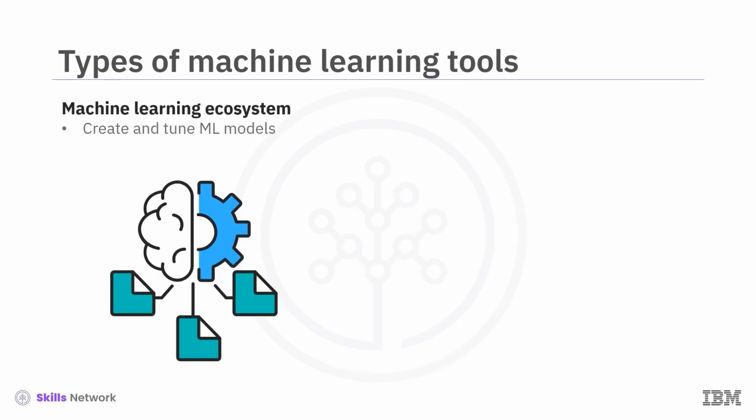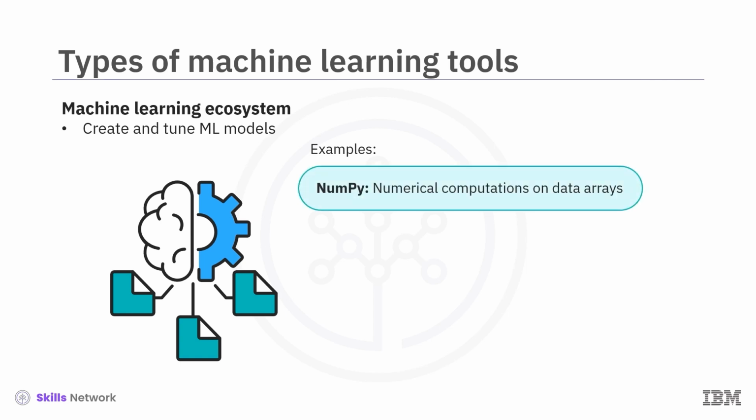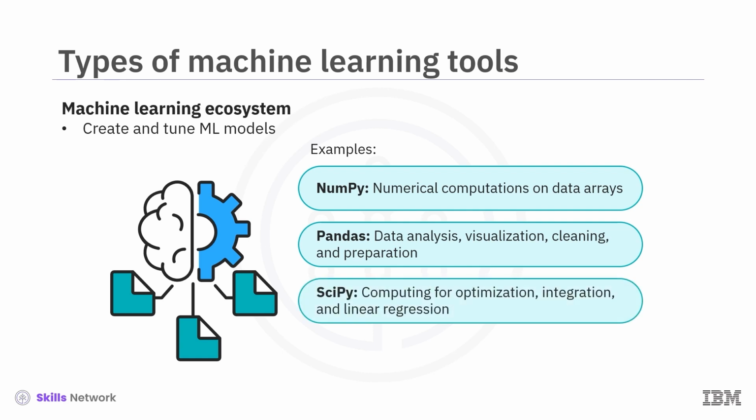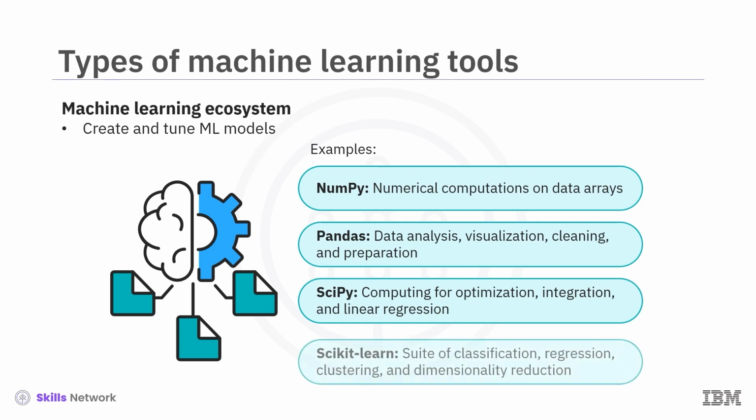Machine learning tools are used to create and tune your machine learning models. Several open-source Python libraries form a widely used ecosystem for machine learning. NumPy provides foundational machine learning support with efficient numerical computations on large, multidimensional data arrays. Pandas is used for data analysis, visualization, cleaning, and preparing data for machine learning. SciPy, built on NumPy, is used for scientific computing and has modules for optimization, integration, linear regression, and more. Scikit-learn is used for building classical machine learning models, offering a full suite of classification, regression, clustering, and dimensionality reduction algorithms. It's built on NumPy, SciPy, and matplotlib.